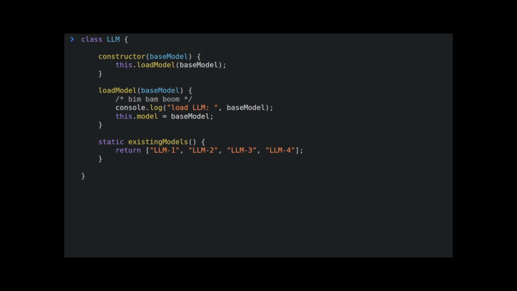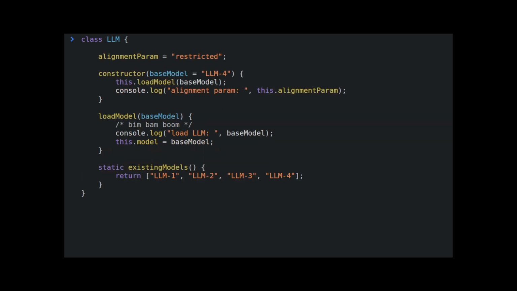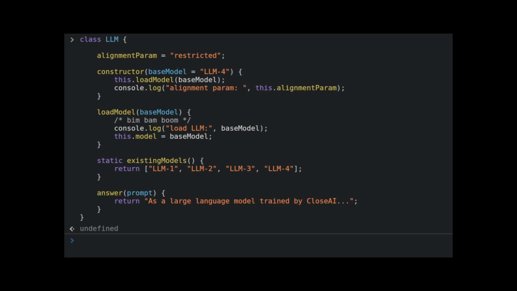To let users know the existing models, we add static methods they can use without having to create an instance. Let's add a default value to the base model and add an instance field, for example, an alignment parameter that we would use in the constructor to restrict what the model can say or not. Let's add the method answer to answer any prompt. Now we have a full class to use our large language model.